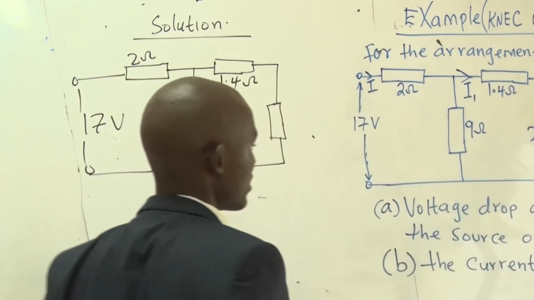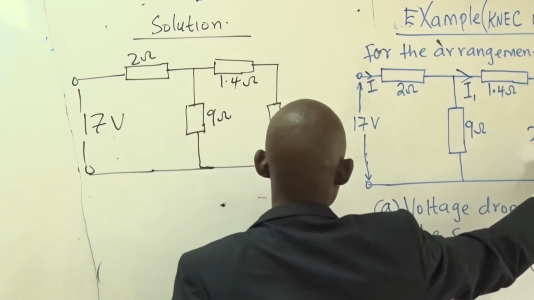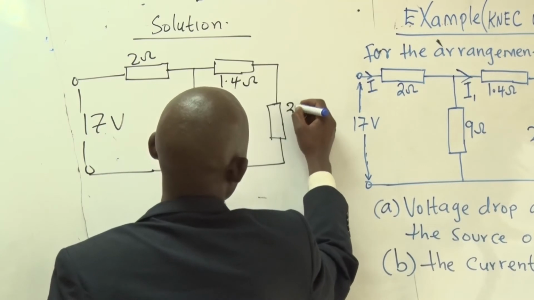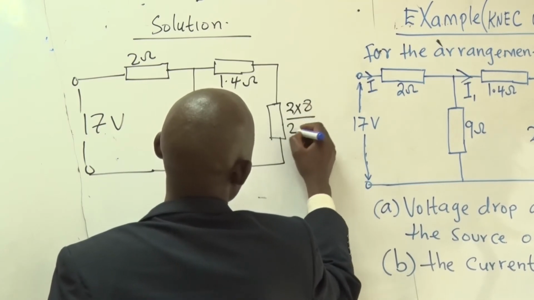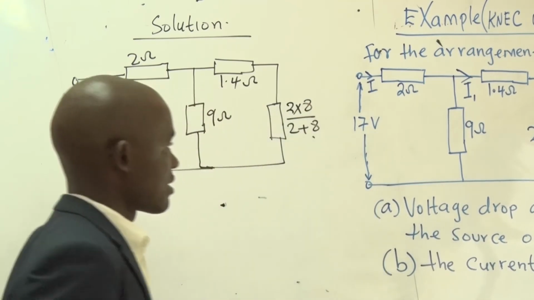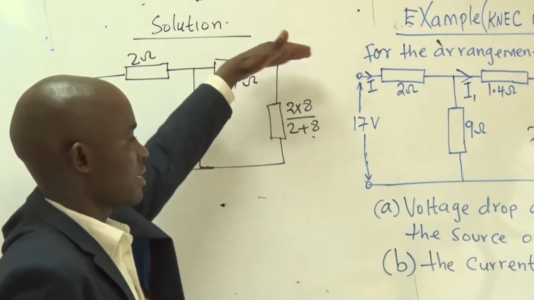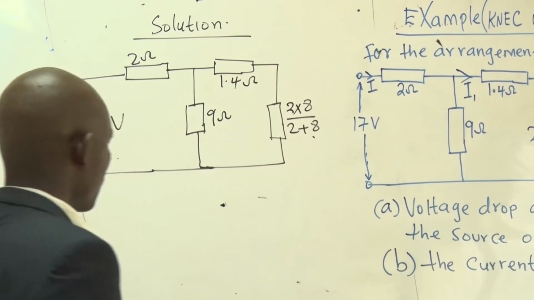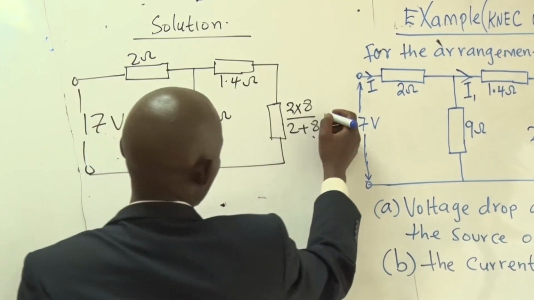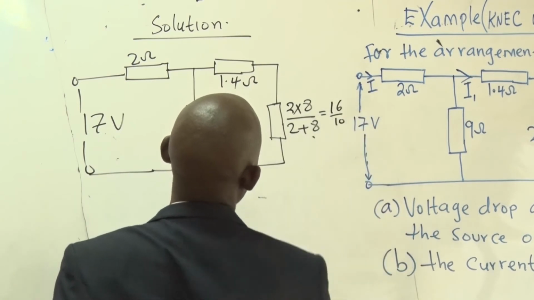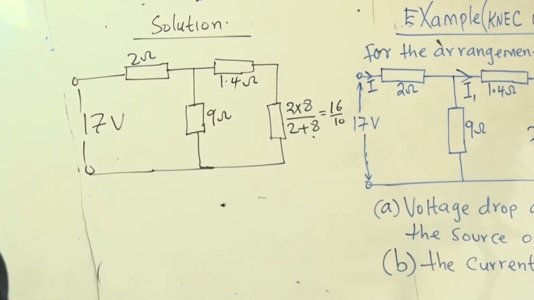How do I combine these two? They are connected in parallel. I use the product sum method. So this one will become 2 times 8 all over 2 plus 8. That is how you combine two resistors connected in parallel. You take their product divided by their sum. So basically this will reduce to 16 over 10. Of course, that gives us 1.6 ohms.